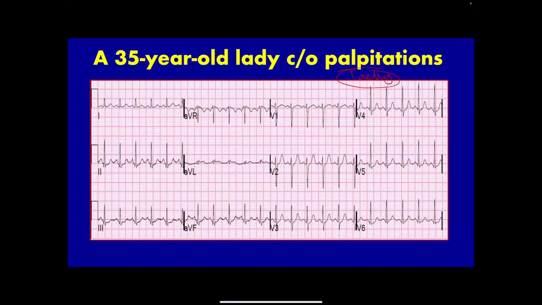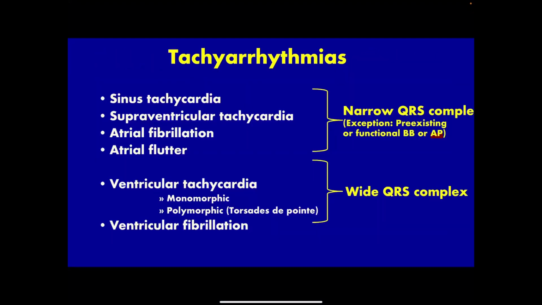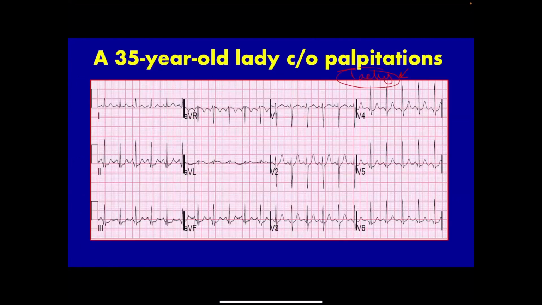Okay, if this is a tachycardia, what's the first thing you look at? The QRS. Yes, exactly. So is it narrow or wide? Narrow. Very narrow. Looks narrow, right? Very narrow. Now you check, is it regular or irregular? It's regular. Is there a P wave or no P wave? There is a P wave. Yes. Is the axis normal or abnormal? Normal axis. So what is this? Sinus tachy.